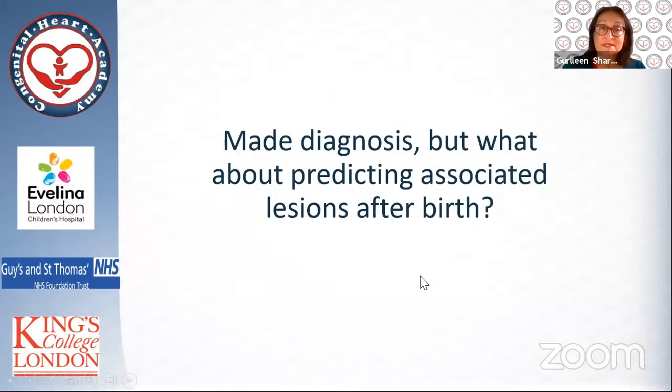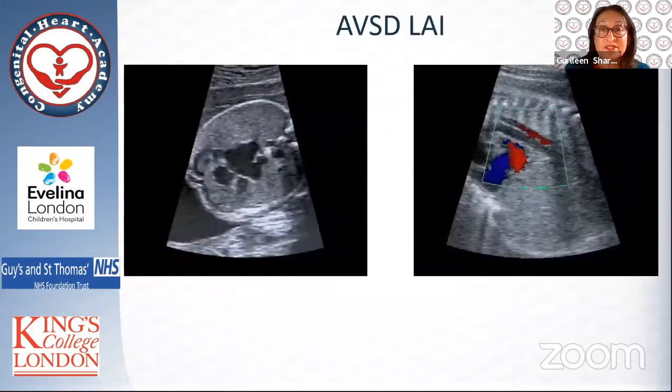The other thing that sometimes happens is we can make a diagnosis, but what about predicting associated lesions after birth? So the diagnosis might be correct, but in our counseling, how can we be sure about what else might happen? So I've used the example of atrioventricular septal defect with left atrial isomerism or heterotaxy.